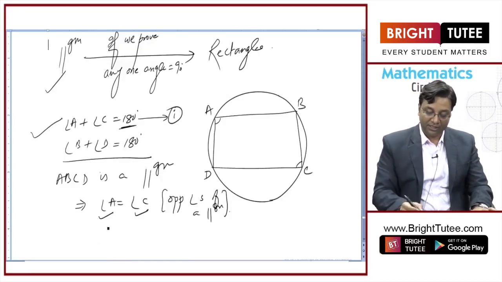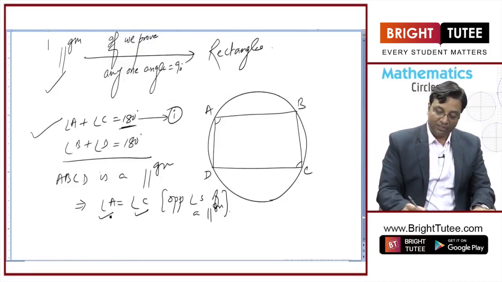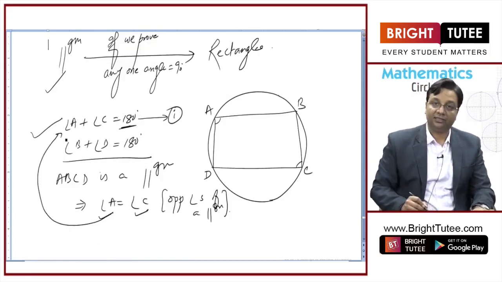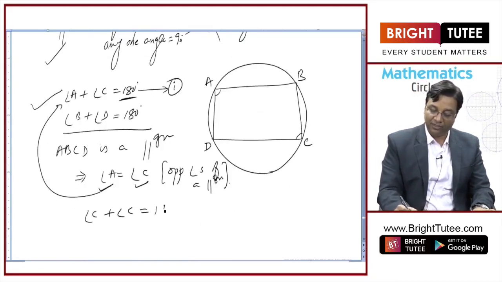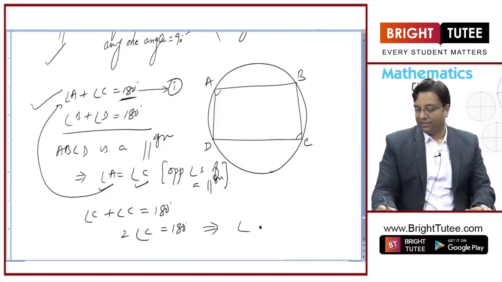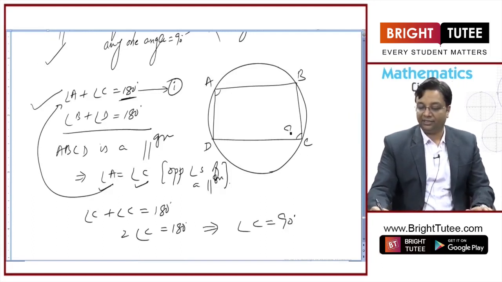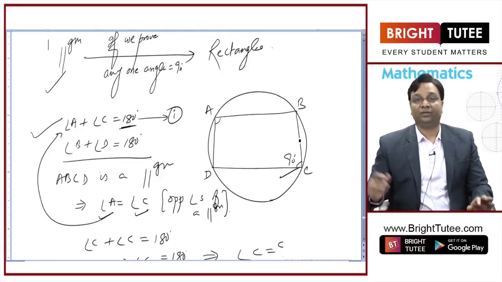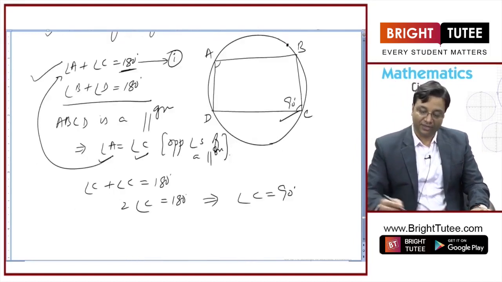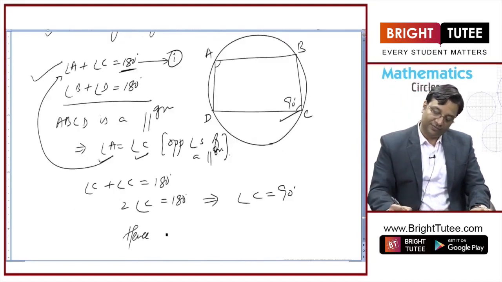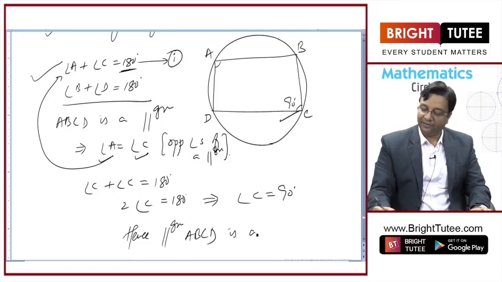Once you have done this much, now what you can do is you can replace this A in this first equation by C. So angle C plus angle C is equal to 180. Twice of angle C is 180. Hence angle C is equal to 90 degrees. And if you have proved that one of its angles is 90 degrees, a parallelogram becomes a rectangle. Hence parallelogram ABCD is a rectangle.